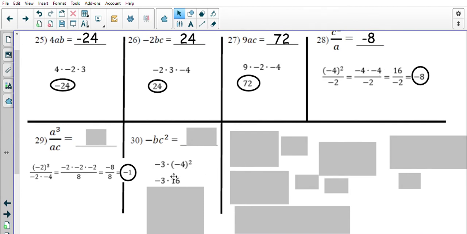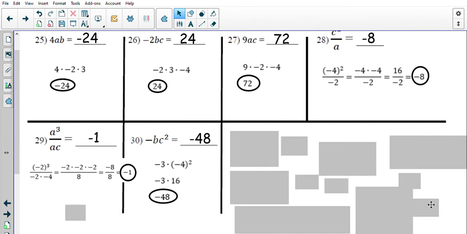16 by 3 is 48. It's negative though since the signs are different. Oops, I forgot to reveal that. So our solution here will be negative 48. Now these are pretty tough. If you can handle these questions, you're doing pretty well.